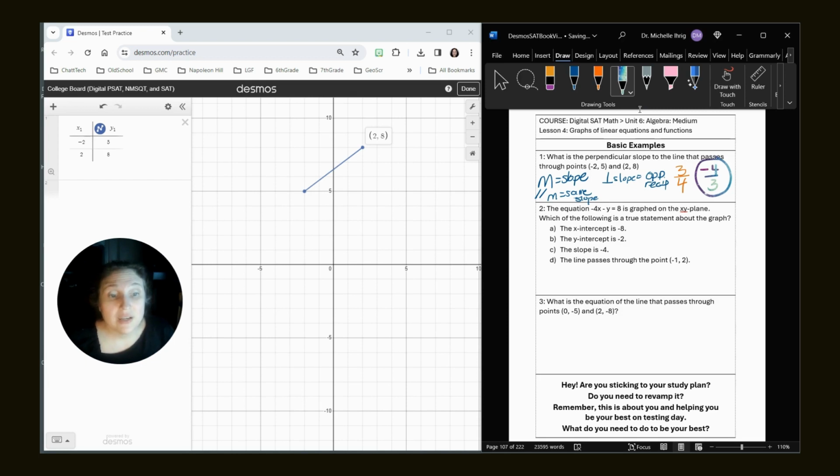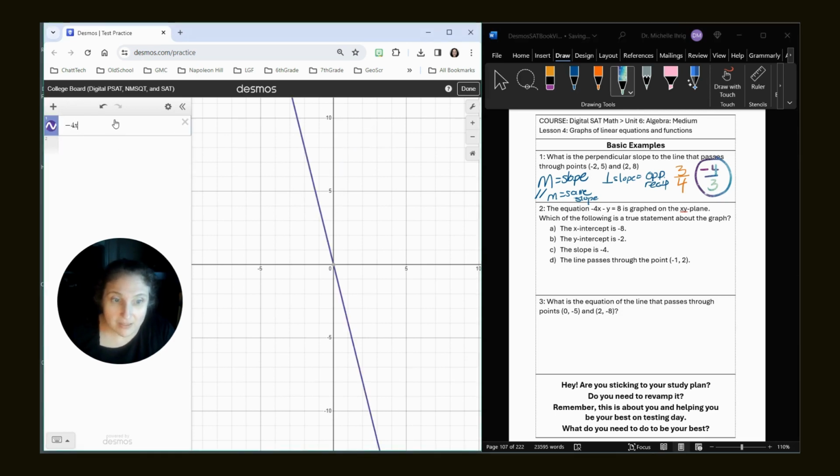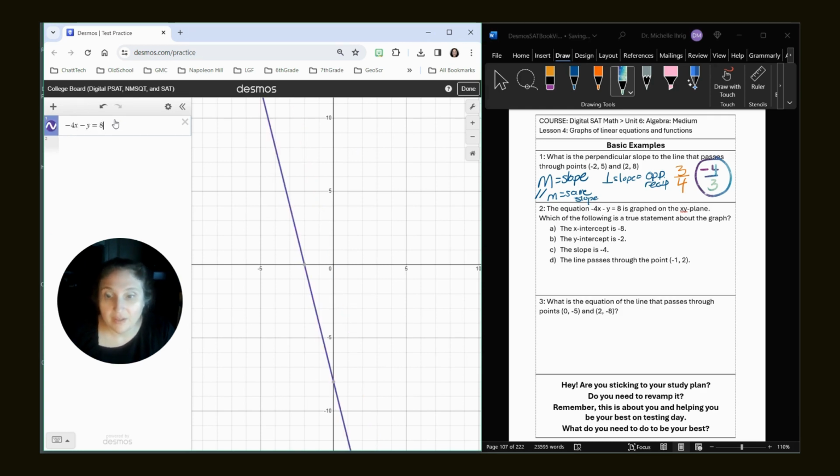The equation -4x minus y equals 8 is graphed on the xy plane. So let's graph it. -4x minus y equals 8. There's our line. Which of the following is true about the statement? The x-intercept is -8. Nope, we know that the x-intercept is -2. So it's not this one. The y-intercept is -2. Nope, the y-intercept is -8. So it's not this one.